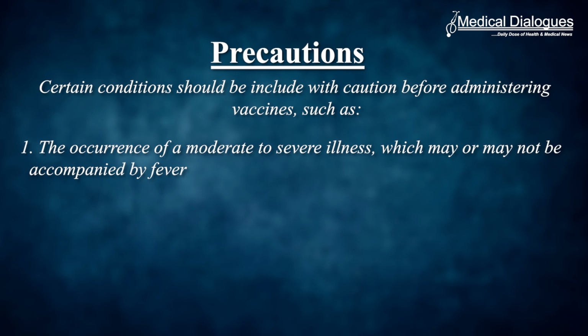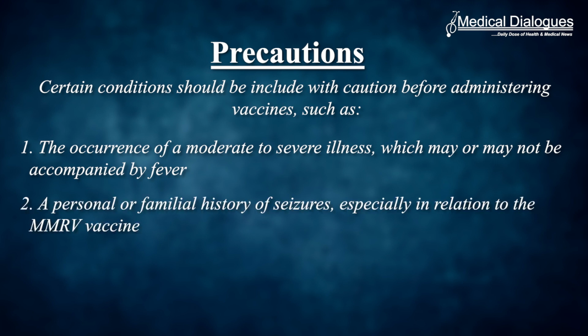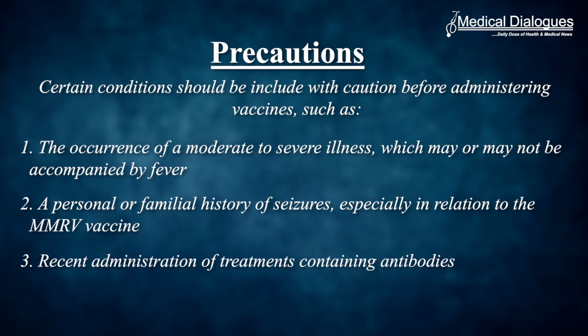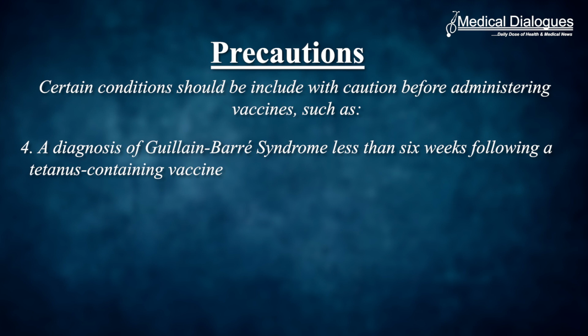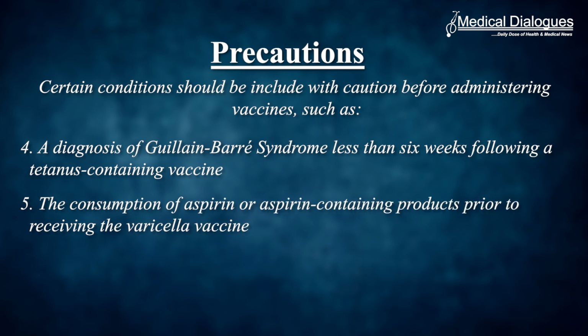Certain conditions should be considered with caution before administering a vaccine, such as 1. The occurrence of a moderate to severe illness which may or may not be accompanied by fever. 2. A personal or family history of seizures, especially in relation to MMRV vaccine. 3. Recent administration of treatments containing antibodies. 4. A diagnosis of Guillain-Barré syndrome less than 6 weeks following a tetanus containing vaccine. 5. The consumption of aspirin or aspirin containing products prior to receiving the varicella vaccine.